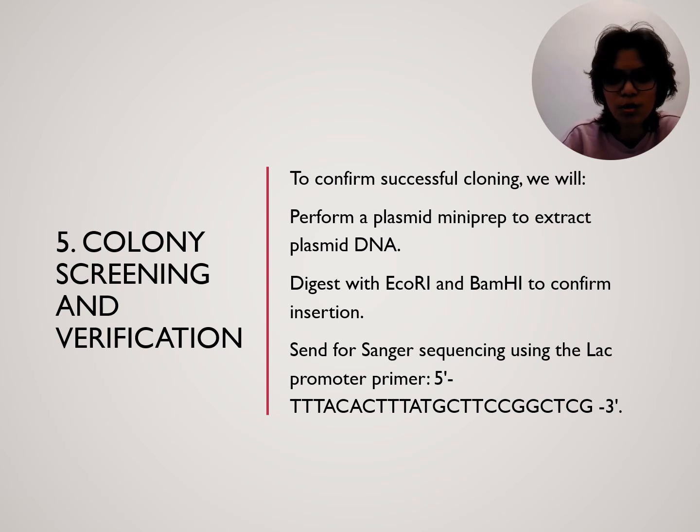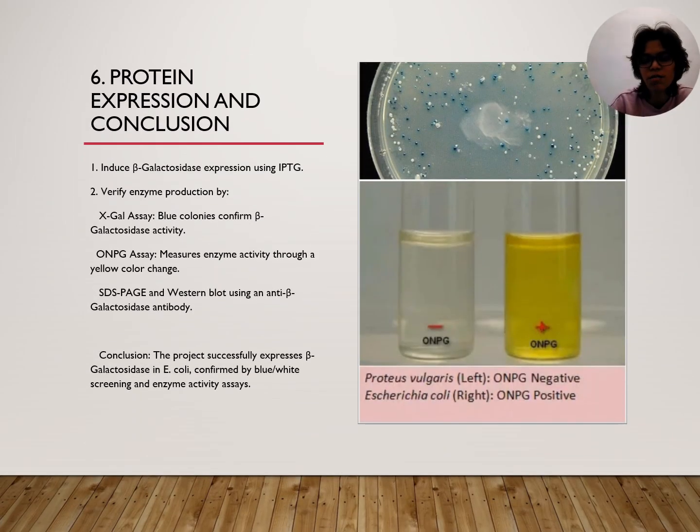For cloning screening and verification, we follow these steps for confirming the cloning. Perform a plasmid miniprep to extract plasmid DNA, then digest with EcoRI and BamHI restriction enzymes to confirm the insertion, then send for Sanger sequencing using the lac promoter primer, which starts with 5' and ends with 3'. Then coming to the final step, protein expression and conclusion.